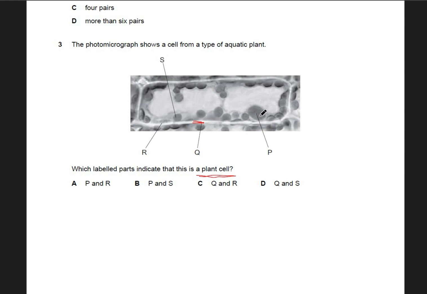P is marking the nucleus, which is present in almost all cells, plant and animal both. So this is not a distinguishing feature. This makes Q and S the parts indicating that this is a plant cell.